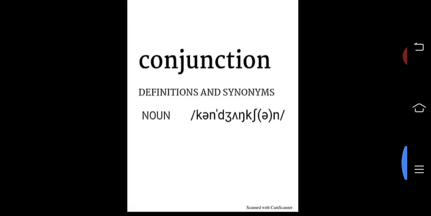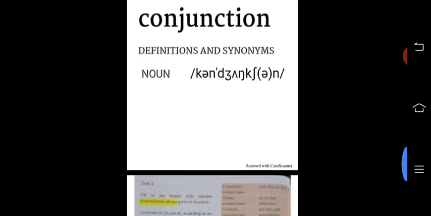See, so this is the correct pronunciation for conjunction. See here, the "ka, n, ij". So D and J together, you have to pronounce it as "ij". So conjunct, and the like triangle, we call it as A. So conjunct, and then this n here we have n like, is not. So ing, so conjunction. Okay.